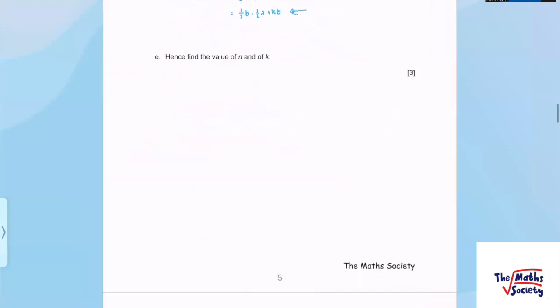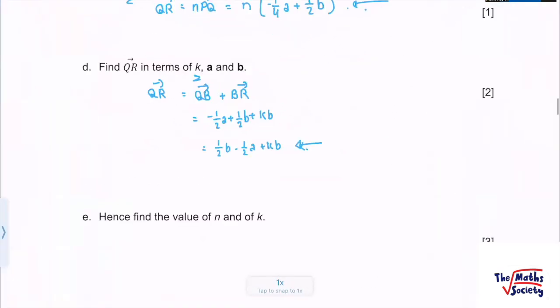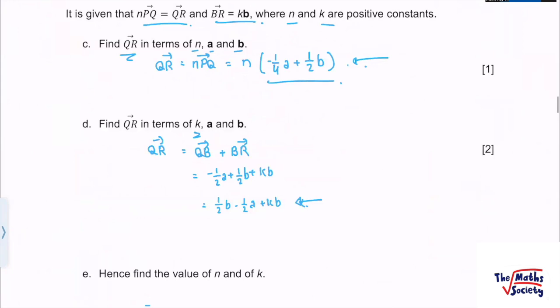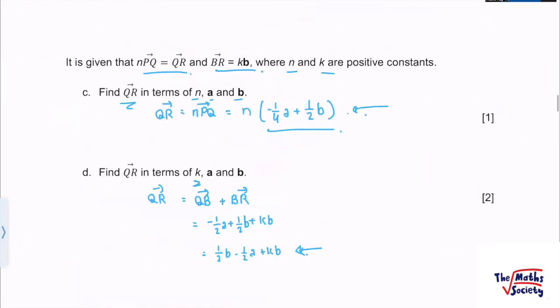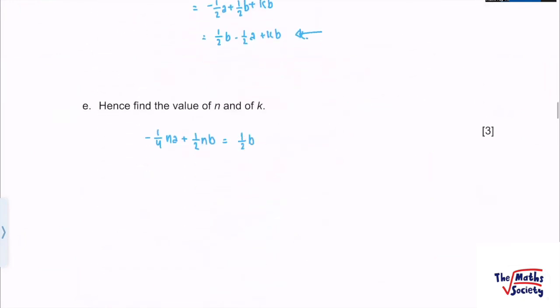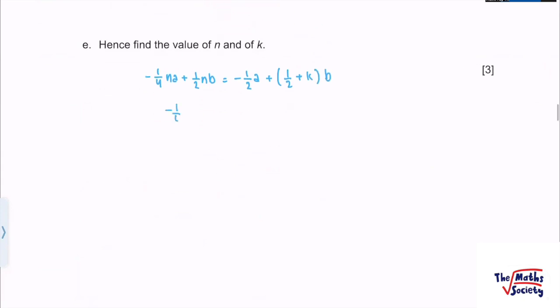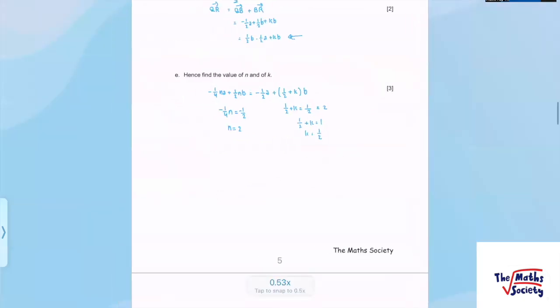Yep, and moving on, it says for E, you need to hence find the value of N and of K. So we're just going to equate them together, where you'll get minus 1/4 N A plus half N B, and this one's half B. Oh, wait, no. It's better to put the minus first, so you can take out B, so you can take out half, that's K, that's going to be B. So you have that 1/4 N is equal to minus half, so N equals 2, and half plus K is going to equal half times 2, so you have half plus K equals 1, and K is just going to be half. So that's your N and K.